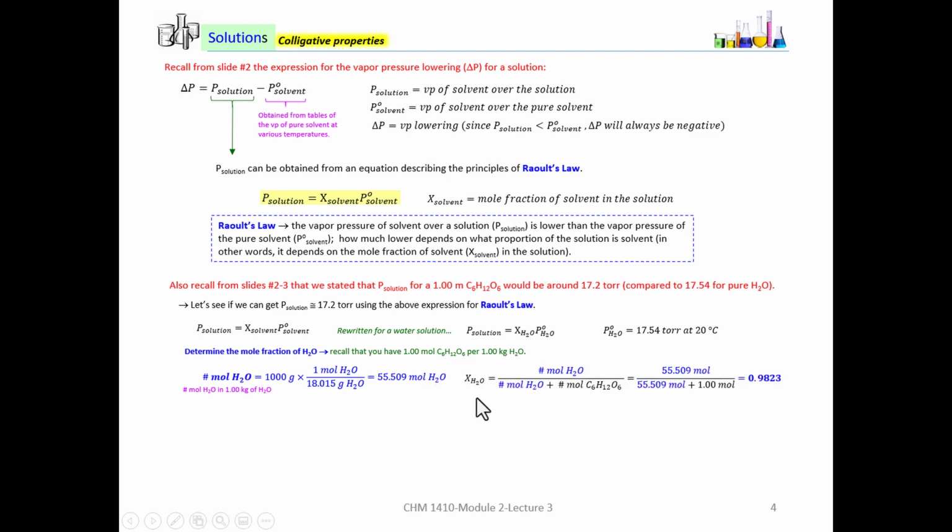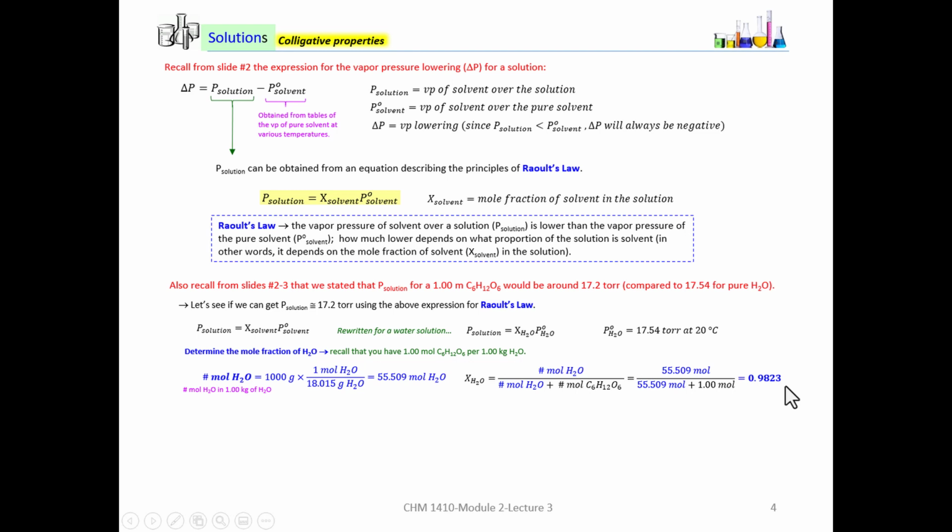So if we want to calculate the mole fraction of water, it'd be the number of moles of water divided by the number of moles of water plus the number of moles of glucose. Well, the number of moles of glucose is 1, because that's how we made the solution. So it turns out that the mole fraction of water in the solution is 0.9823. The solution is mostly water if you actually are counting things, and that makes perfect sense.